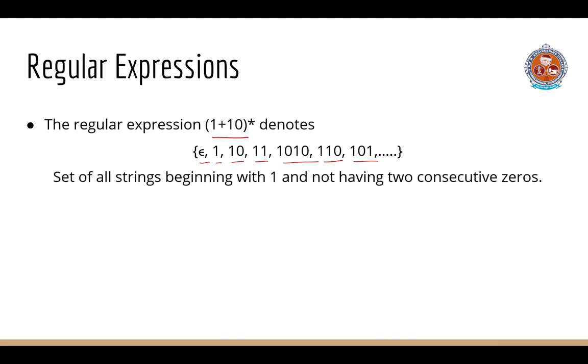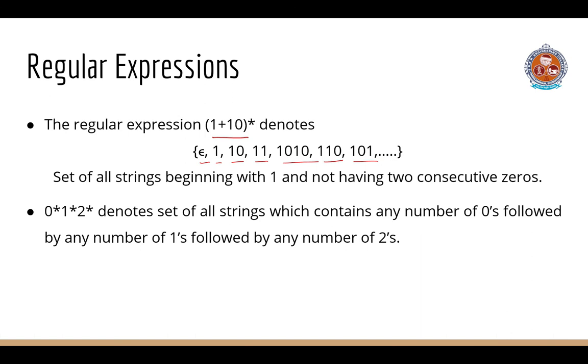In the same way, if you take one more regular expression, that is 0 star 1 star 2 star, it denotes nothing but set of all strings which contain any number of zeros followed by any number of ones followed by any number of twos.